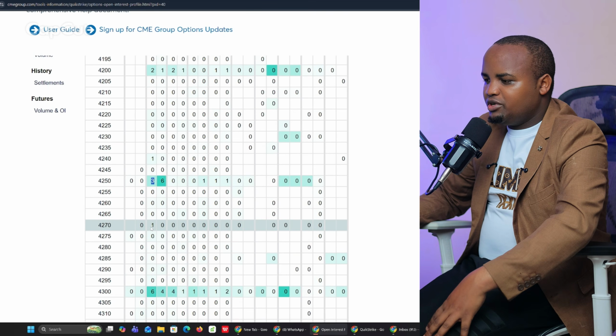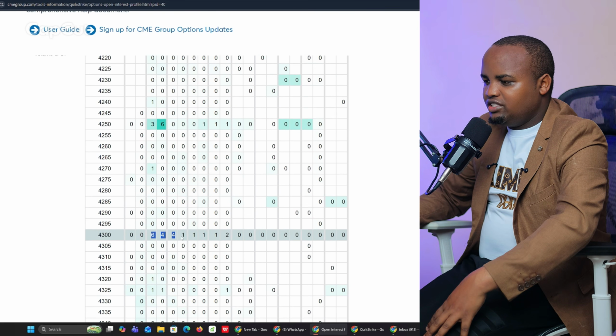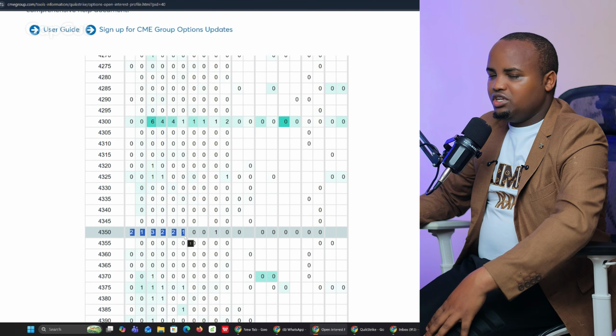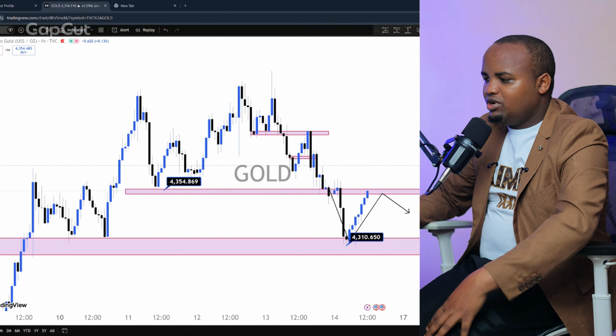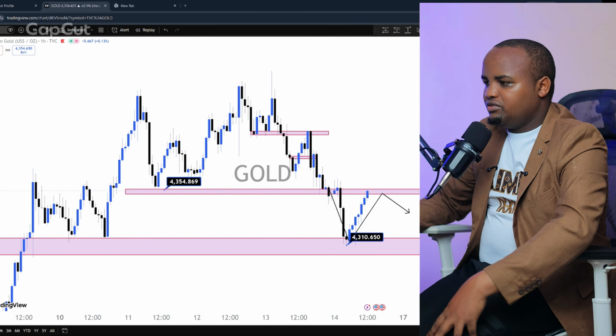We also have some small number here, which is 14270, but I will consider this. That is 4300. I'll consider 4350. That is what you need. Now the next thing that you need to do is actually go to your chart and look at the current price of gold. Right now we are at 4354.